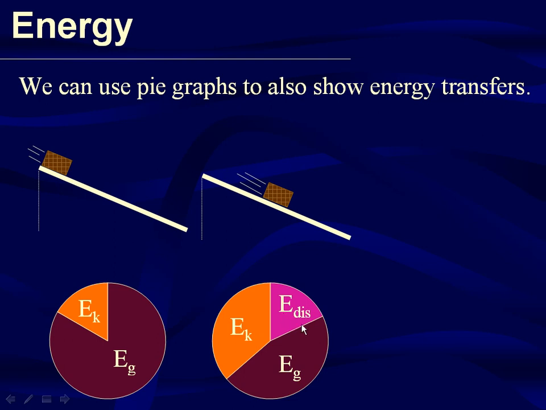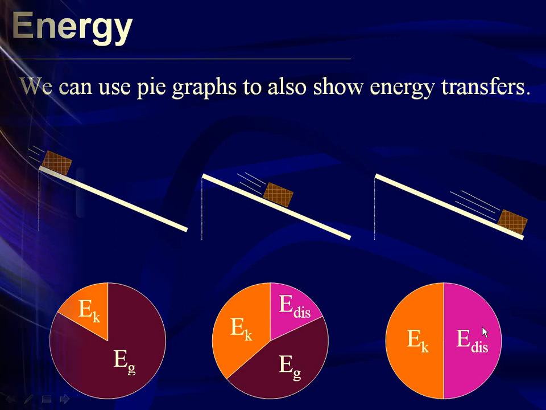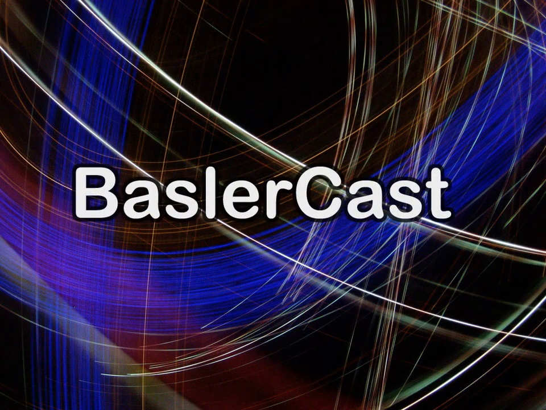And then also because there was some friction, we have some energy that's leaving the system, or dissipated. And then lastly, we have the crate going as fast as it can be. It's at its lowest point, so there is no gravitational potential energy, so it's all kinetic, it's sped up, and then the rest is dissipated. So there you go, a very basic look at energy.